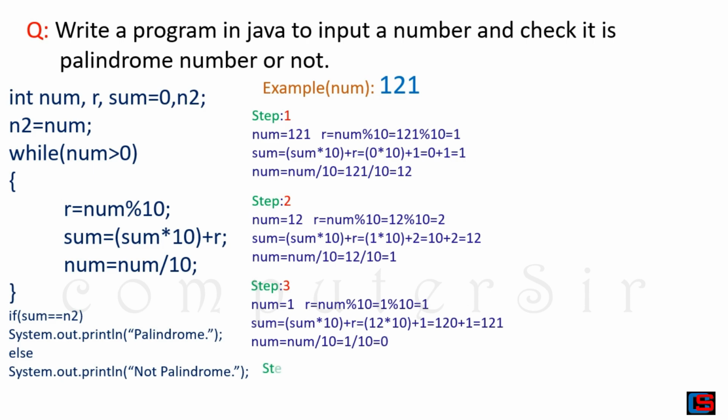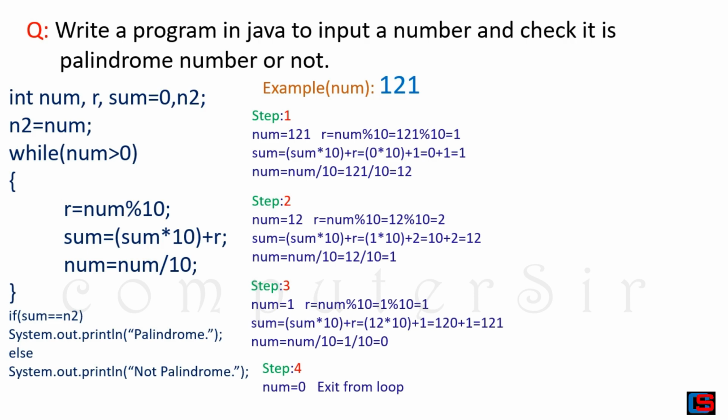In the next step, step 4, num has become 0, so the condition of the while loop fails and it exits from the loop. After that I check whether the value of sum is equal to n2. In the very first step, I stored the value entered by the user, 121, in the num variable as well as in the n2 variable. So I check whether sum equals n2.